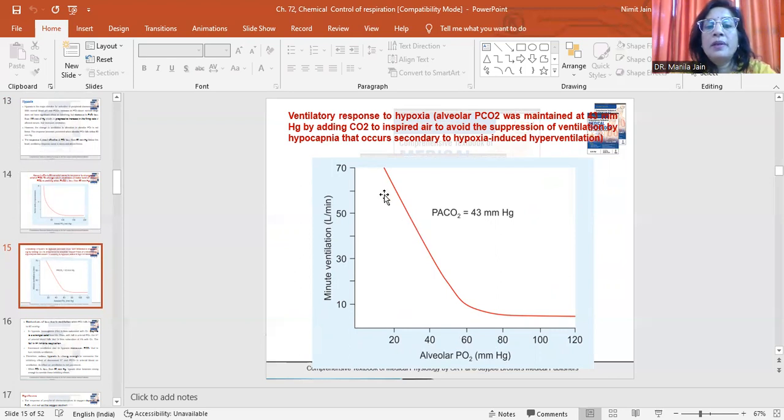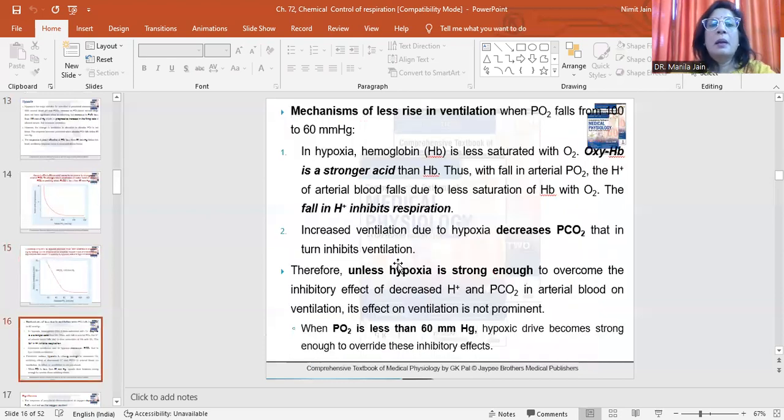is blunted by hypocapnia, which occurs secondary to the hypoxia-induced hyperventilation. Secondary response to the hypoxia-induced hyperventilation. Mechanisms of less rise in ventilation when PO2 falls from 100 to 60 millimeter of mercury.